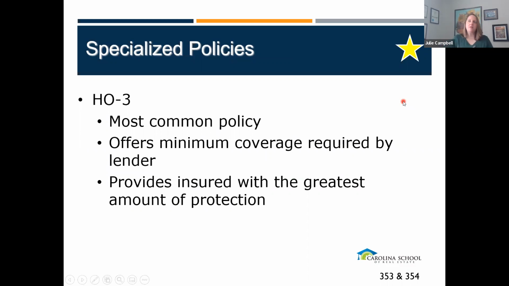The most common policy, the most popular policy is the HO3. The HO3 offers the minimum coverage that the lender requires. The lender doesn't accept just any insurance policy. They have minimum standards. They have things that they do require. The HO3 policy generally satisfies the lender's requirements, and it provides the insured with the greatest amount of protection.